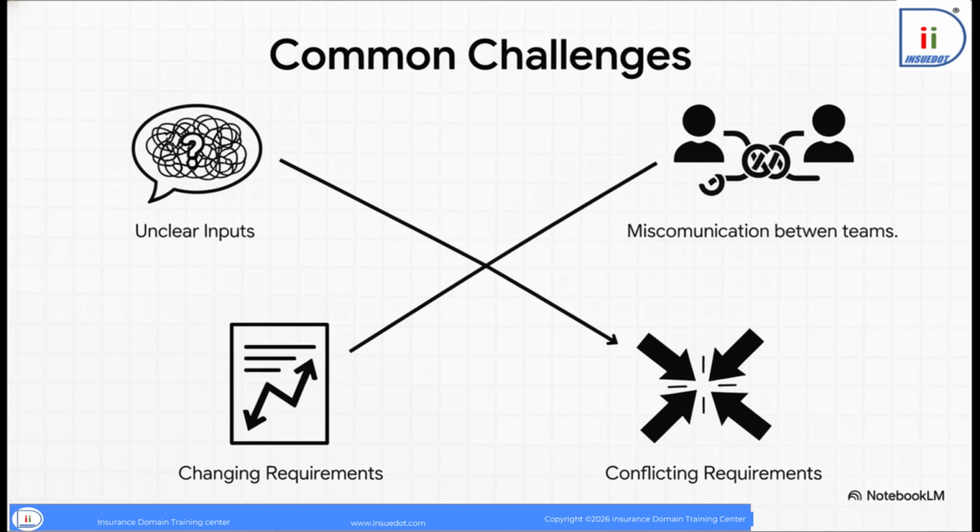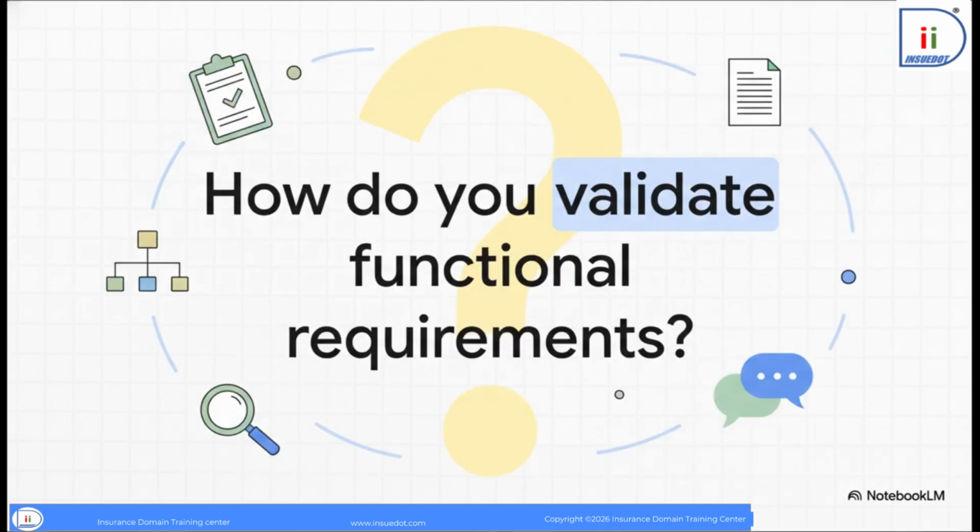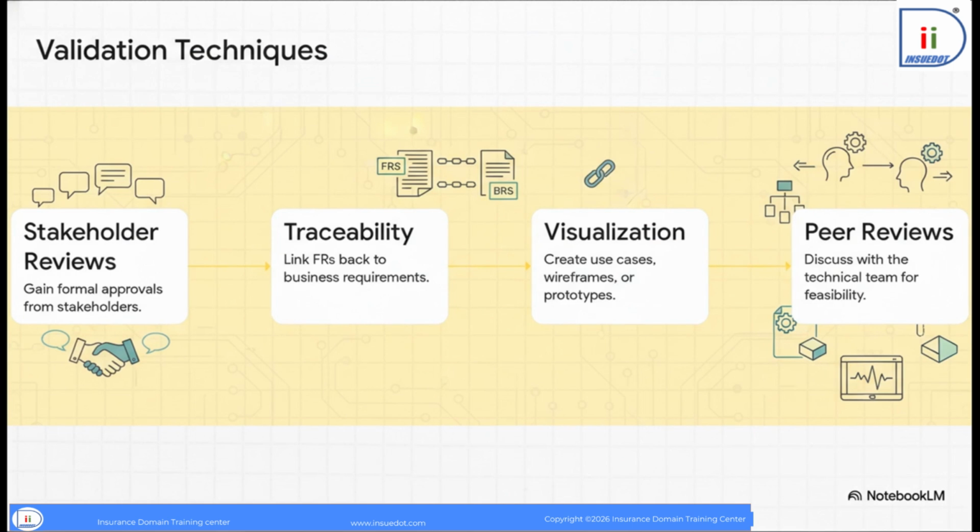It's a balancing act. And how would you, as the business analyst, go about validating those requirements to make sure everyone agrees and they are correct? Validation isn't just one thing, it's a whole process. First and foremost, you've got to conduct formal reviews with stakeholders to get their sign-off.